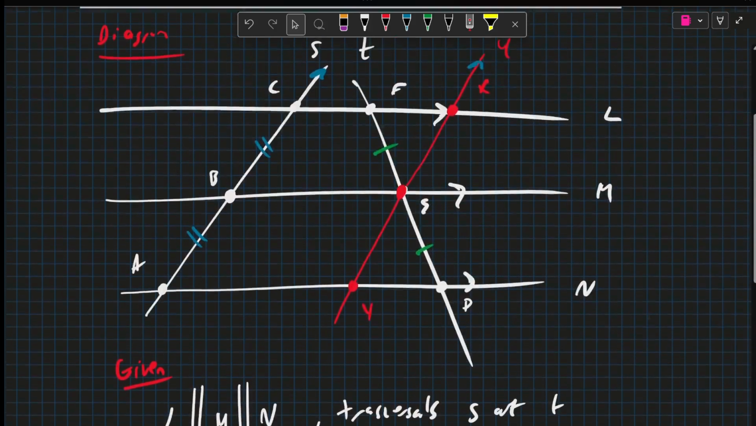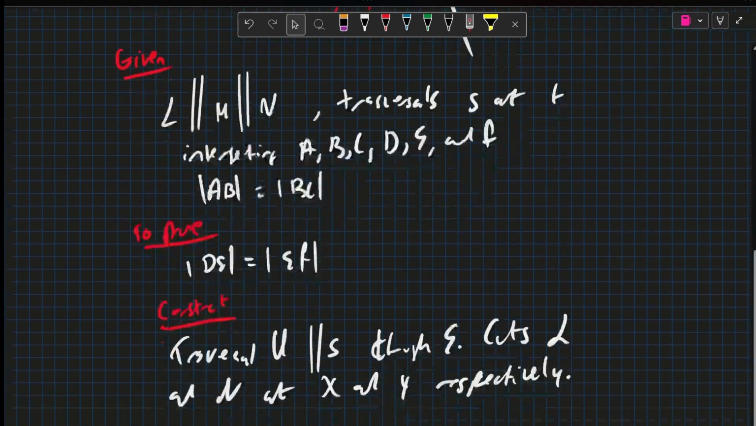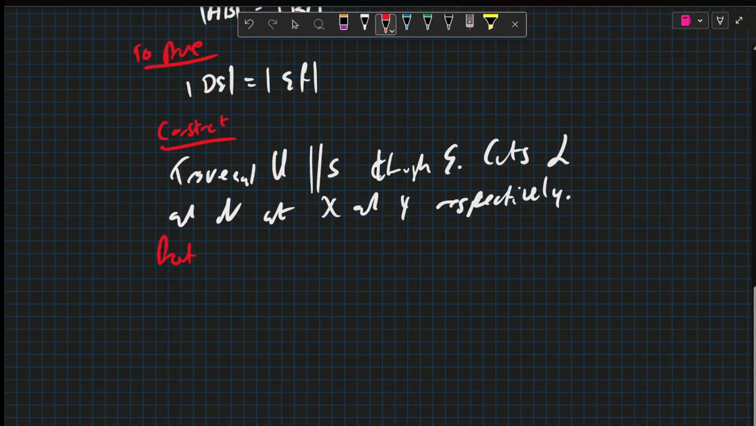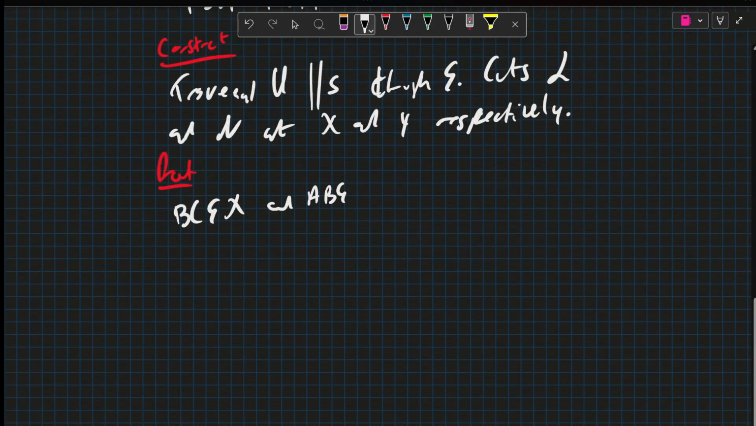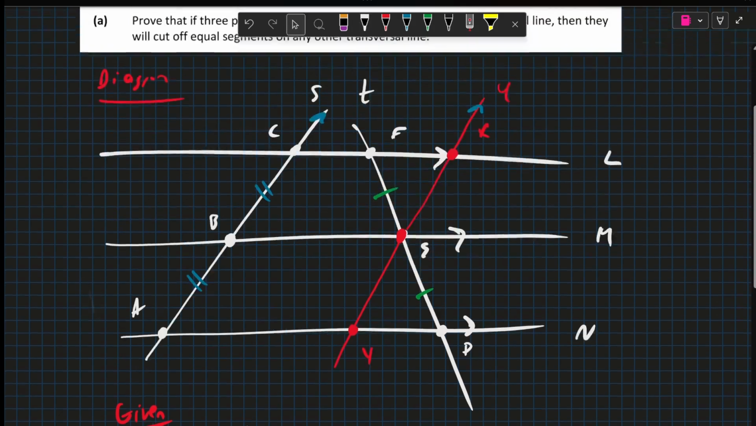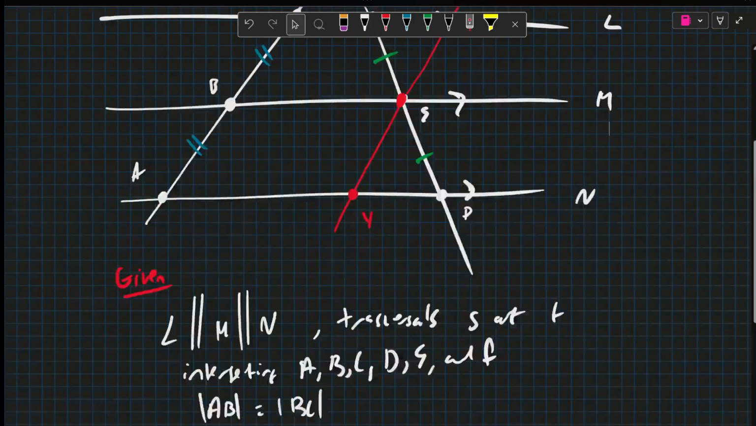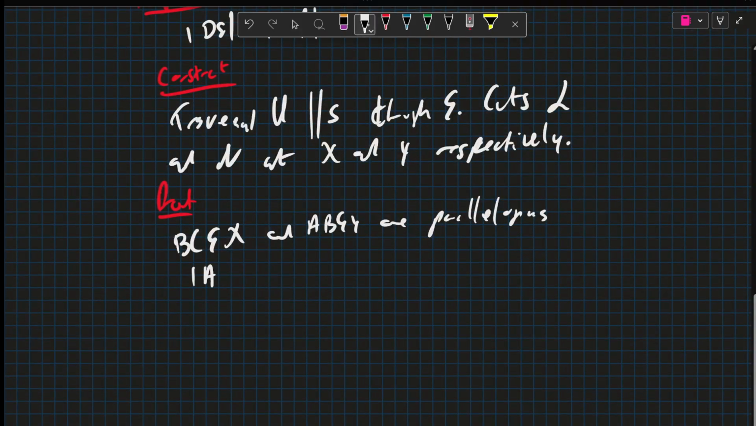So now we get onto the nitty-gritty. What we can say is that BCEX and ABEY are parallelograms, because you have two sets of parallel sides: we intentionally made S and U parallel to each other, and L, M, and N are also parallel. And AB equals BC, that's what we're given.